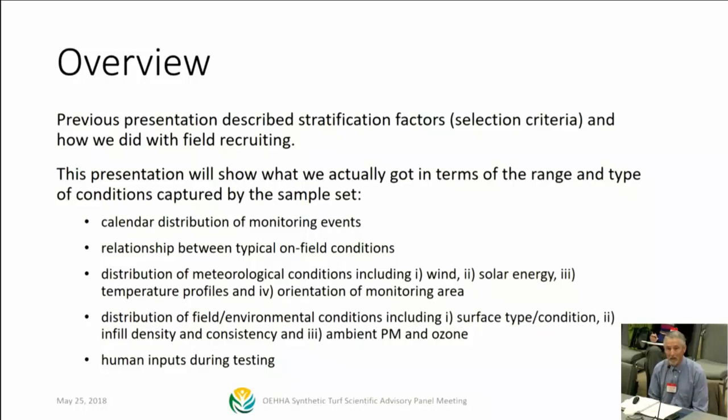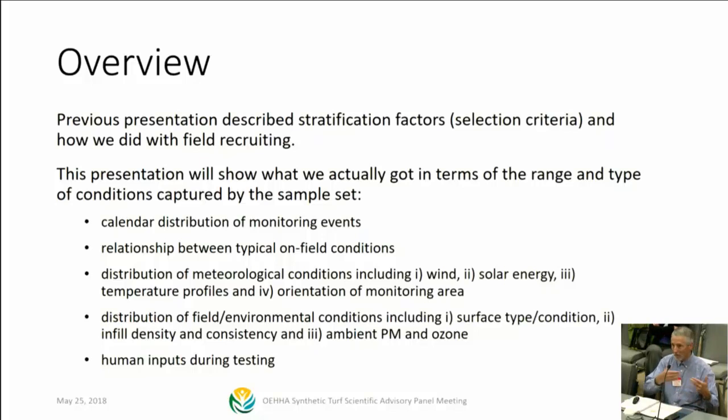Like I said, the previous presentation did a nice job telling how we stratified on the age and recruited and selected. And I'm going to show how that distribution plays out towards the sampling schedule, what months and temperatures and such we sampled in, show you a little bit of typical on-field conditions and how all of the things we measured interact. Then we're going to step back and start looking at the distribution of conditions that we found on the field: wind speed, temperature, solar radiation, things like that that might affect the outcome.